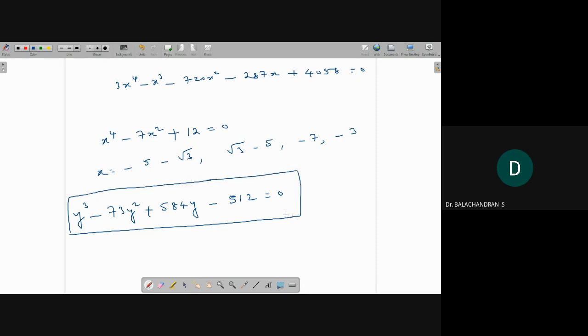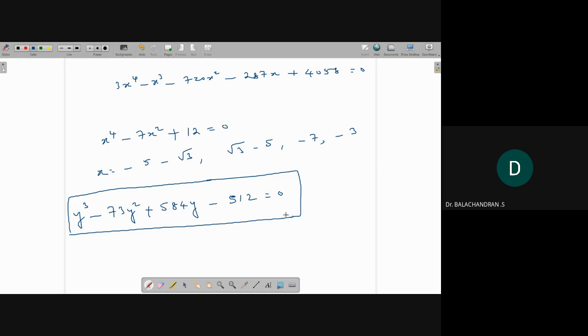Anybody got this answer? I'll check in the book. Please wait. Yes, this is correct. Y cube minus 73y square plus 584y minus 512 equal to 0. Actually, this problem Rahul solved in a different method and sent it to me. Rahul's answer is correct, but I told him not to use this method in the exam.